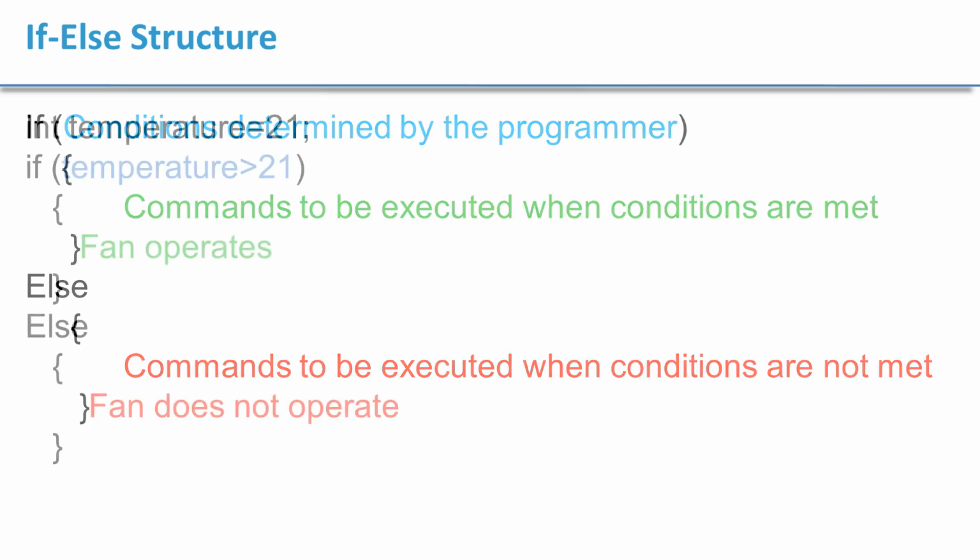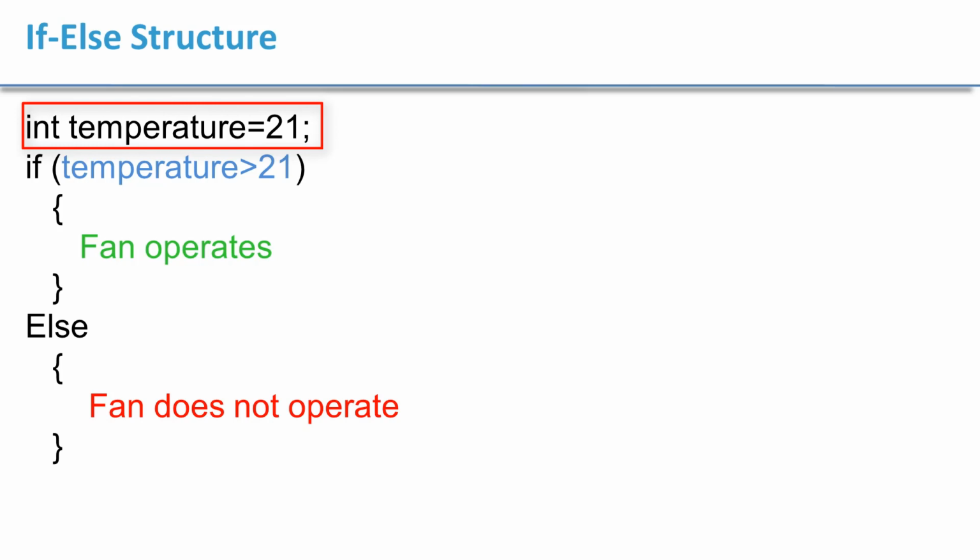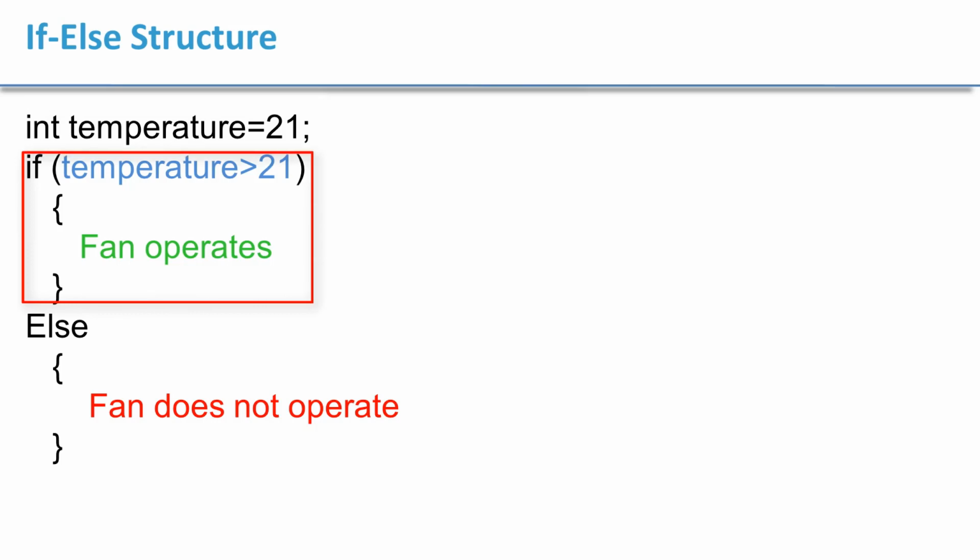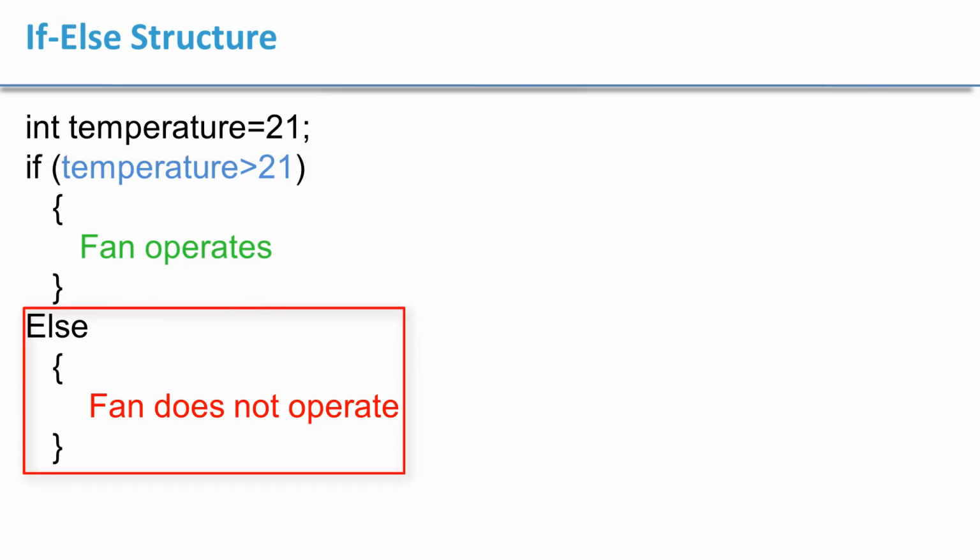Let's examine this with an example. We defined a variable of integer type, named temperature, with a value of 21. If temperature is greater than 21. In this case, the first block will execute, meaning the fan will operate. We can write the necessary commands for the fan to operate here. If the temperature is not greater than 21, the else block will execute and the fan will be stopped.